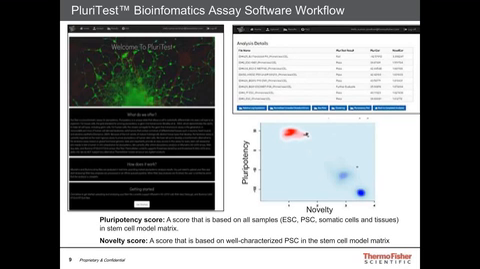Now, a bit of detail on the analysis process. On the left is the actual web page for PluriTest analysis. Analysis requires uploading cell files, and it outputs the results in a format as shown on the right. The top panel states whether the sample is a pass or a fail. The bottom panel is a 2D plot, with pluripotency on the y-axis and novelty on the x-axis. Based on these two parameters, a pass or a fail is determined.